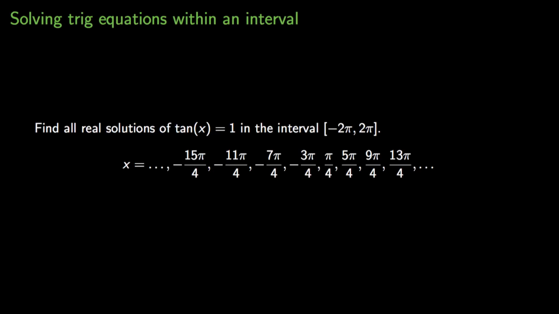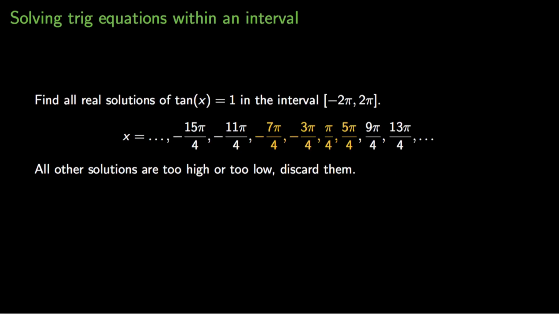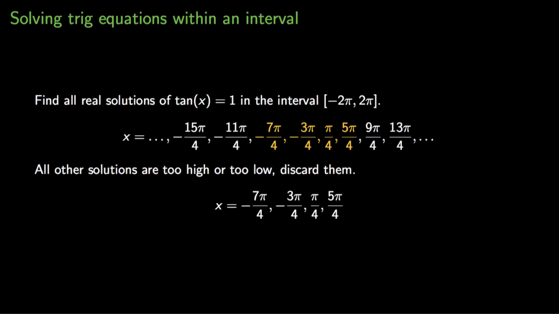Now that I've written all of these down in list format, it's really easy for me to see which ones are in between the numbers -2 pi and 2 pi. So for example, notice how 9 pi over 4 is way too big because 9/4 is bigger than 2. And similarly, -11 pi over 4 is way too low because -11/4 is below -2. So it turns out there's going to be exactly 4 different solutions. Discard all of the other ones. There are 4 solutions to this equation.